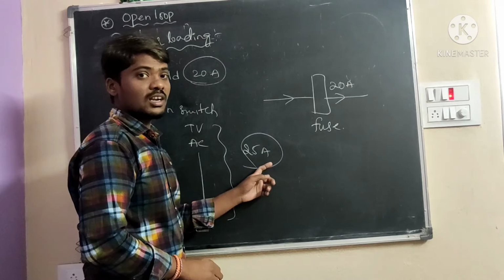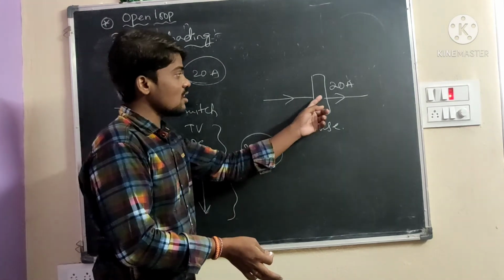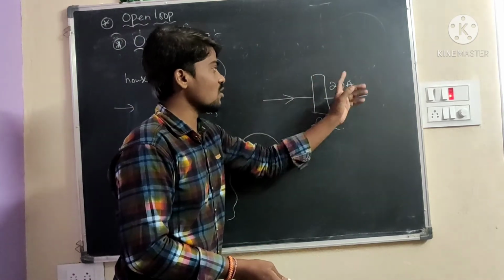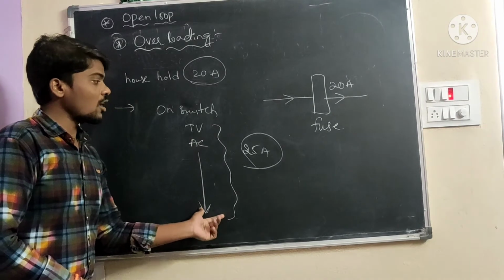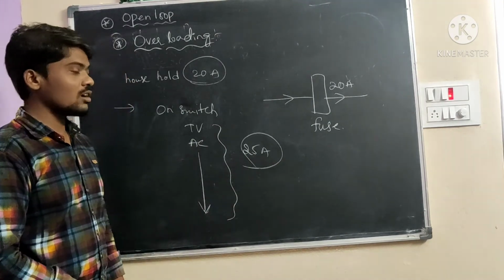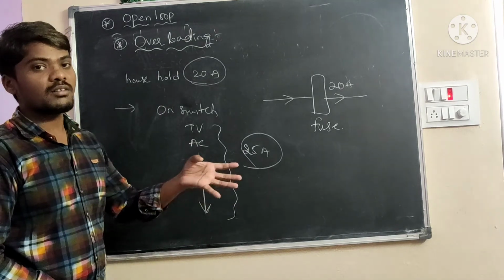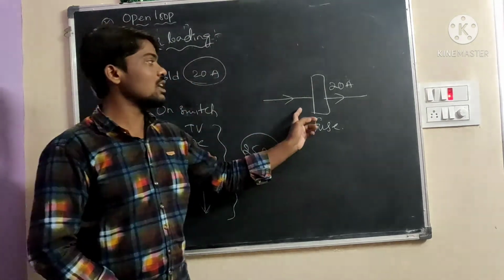More current means some wires will burn. The electrical components need 25 amps, but the fuse gives only 20 amps. This is overloading.